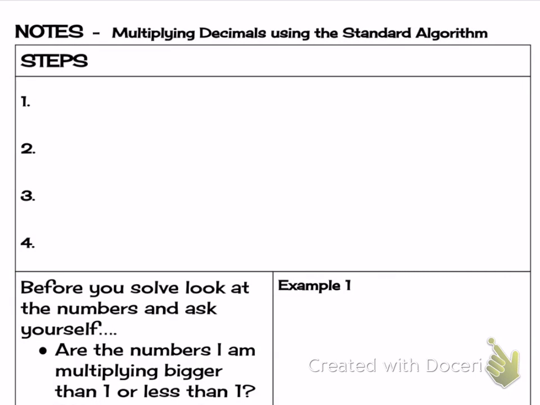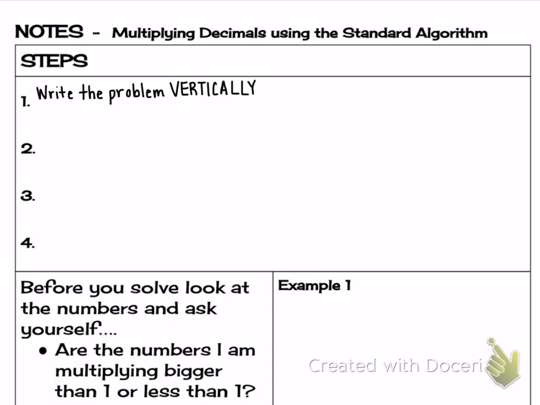In this lesson, we are going to be learning how to multiply decimals using the standard algorithm. Make sure you write the steps a little bit smaller because it's kind of wordy. The first thing we need to do when we are multiplying decimals is write the problem vertically.